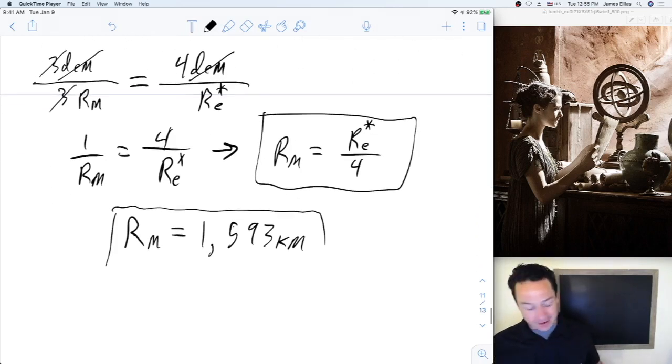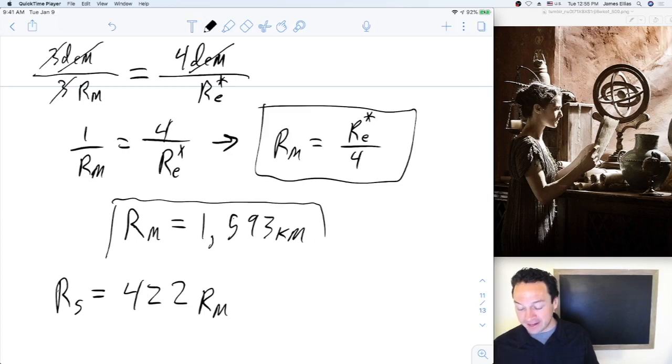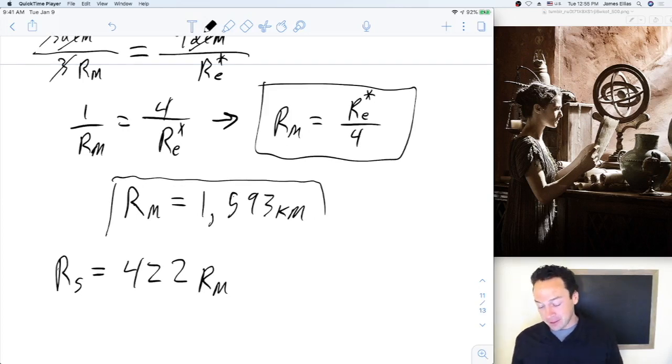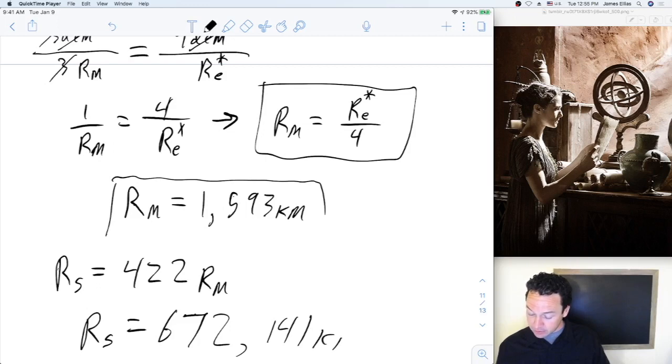Now, remember, the radius of the sun is 422 times larger than the radius of the moon. So the radius of the sun is a gimme. It's just 422 times this number we just got. And that number ends up coming out to 672,141 kilometers.